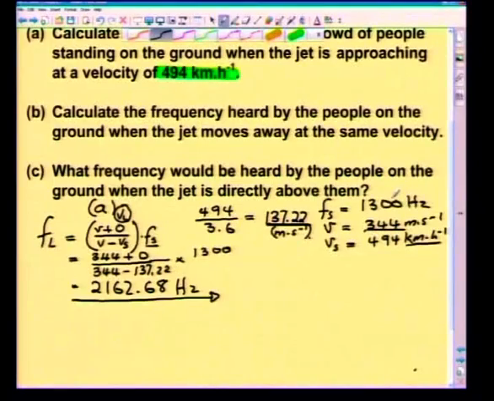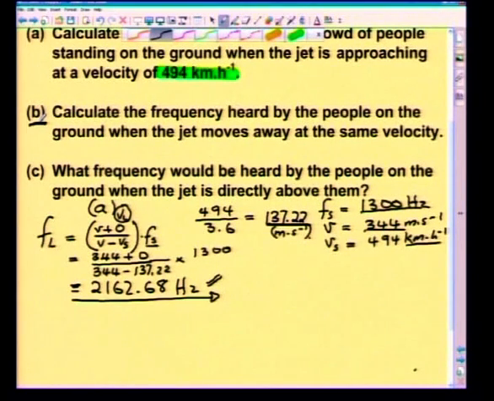Now, this answer is actually reasonable for our question. It's saying that the frequency heard by the listeners, heard by the people standing on the ground, is actually bigger than the real frequency of the sound as produced by the jet. We can check that. Remember that the frequency of the sound produced by the jet is 1,300 hertz. But because the jet is approaching the people at some speed, the observed frequency by the listeners is 2,162.68 hertz.